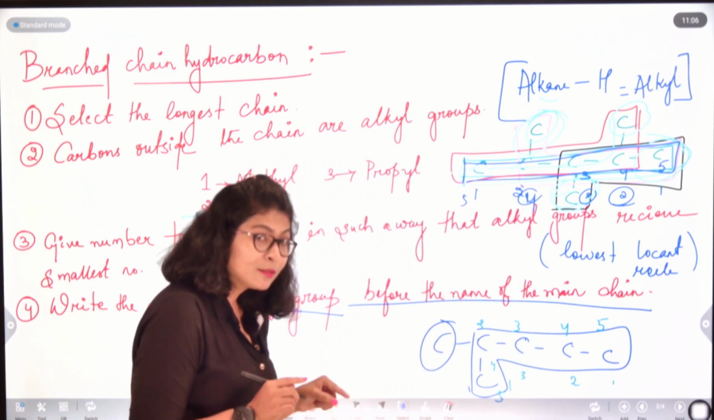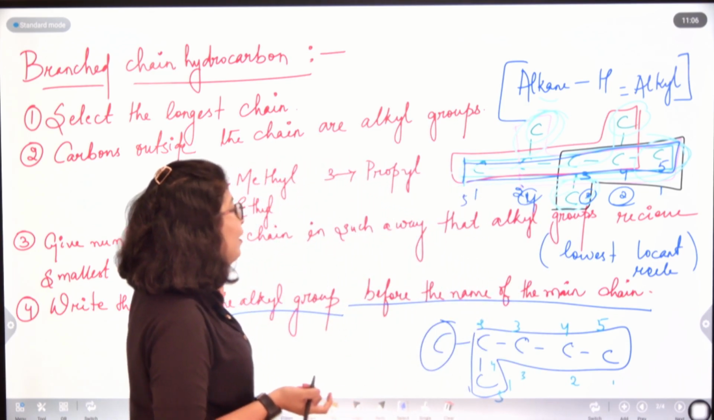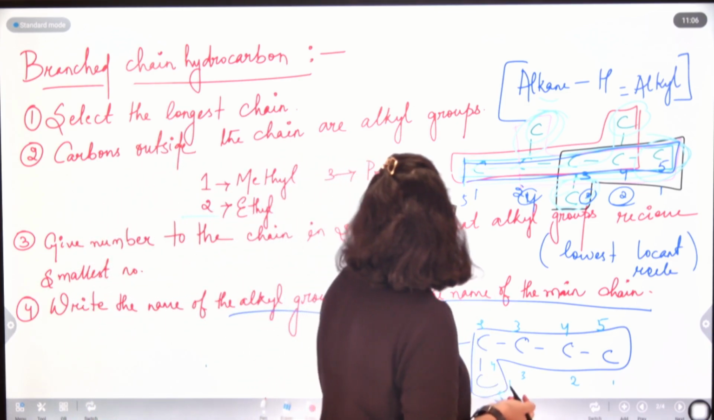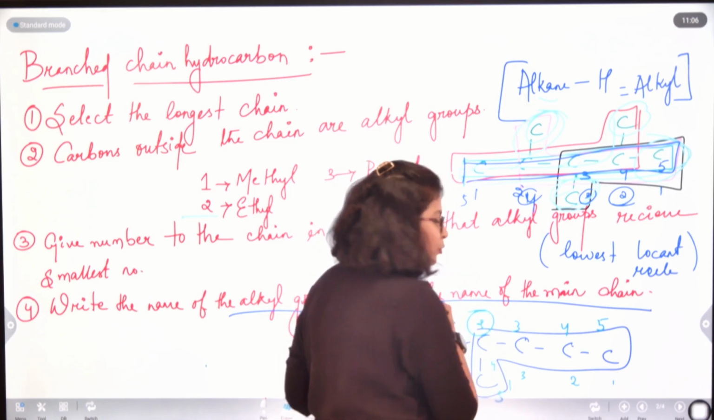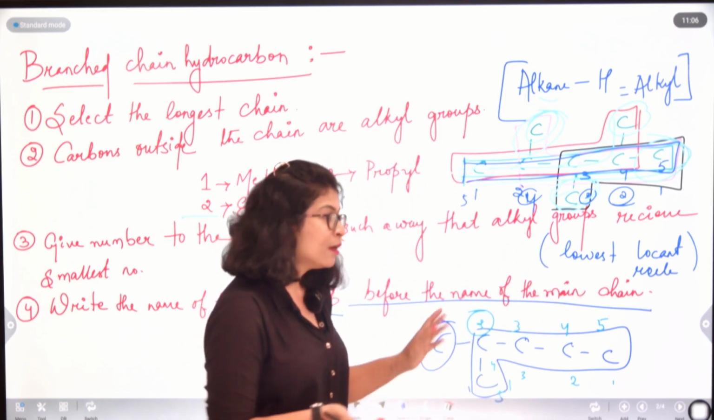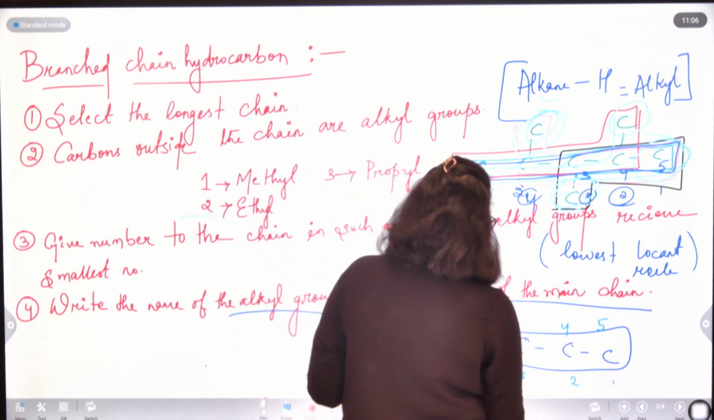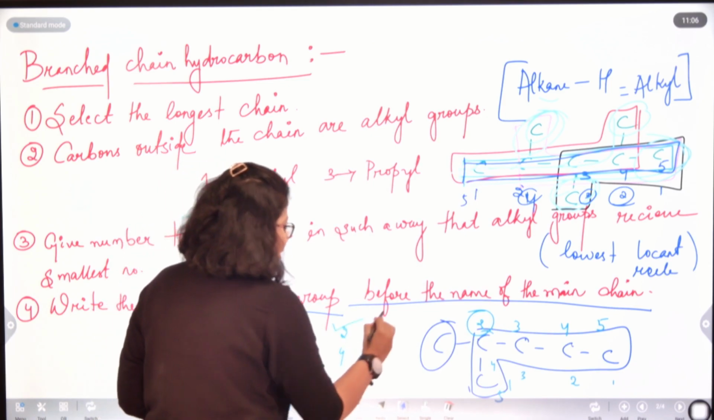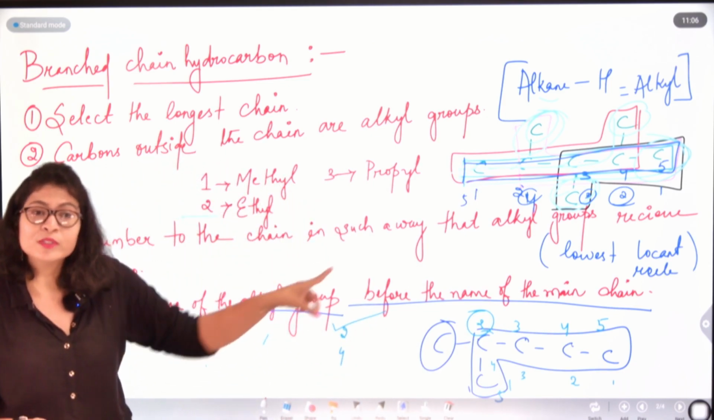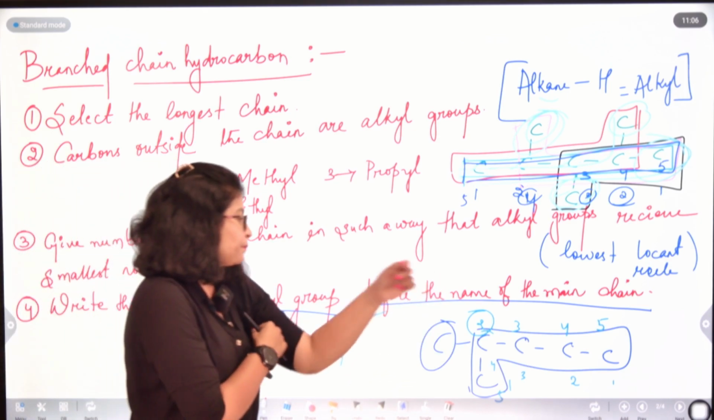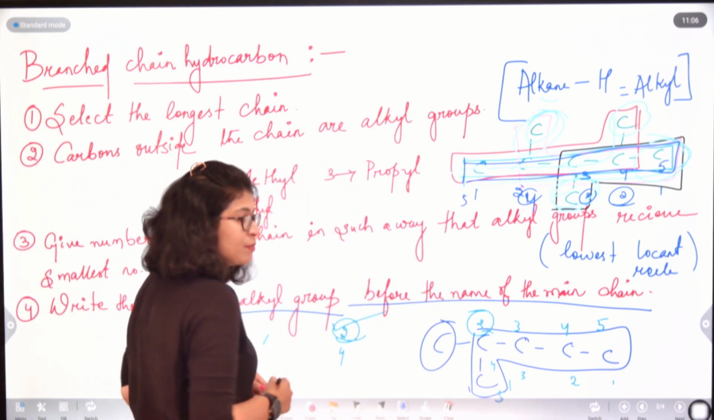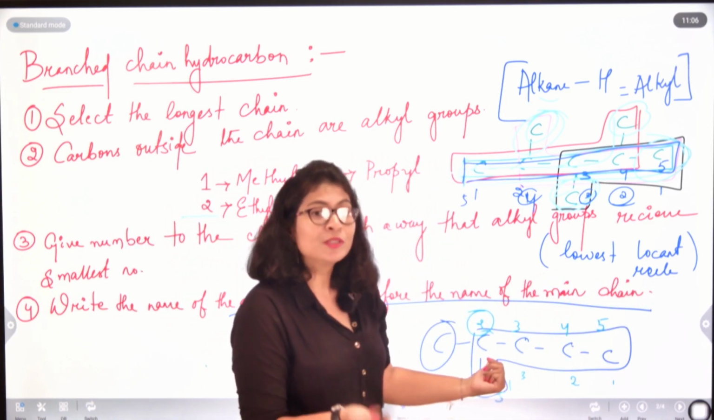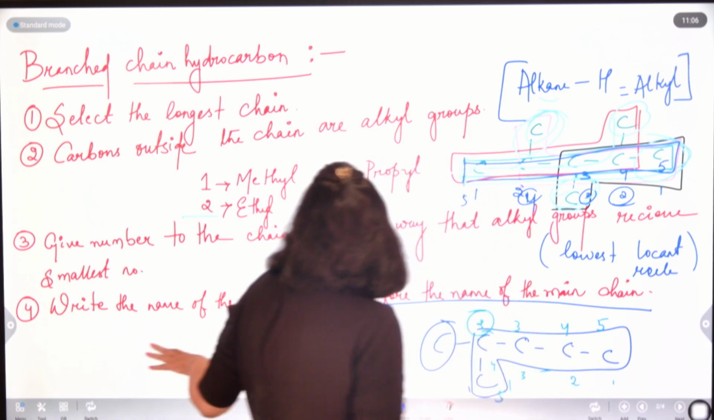But now what I have to see is that the branched carbon should get the minimum number. If I'm going this way, my branching starts at the second position. But if I'm coming from the other way around, my branching starts at the fourth position. I have two options, second and fourth. Obviously, I'll choose the second one because as per my rules, I have to give the minimum number to the branch. So I'm choosing this way of numbering, where my branch is getting the minimum number. Now I'm done with giving the numbers.